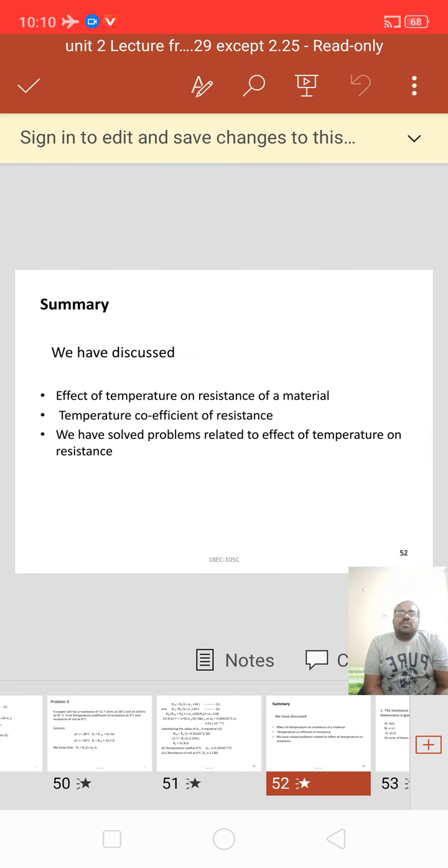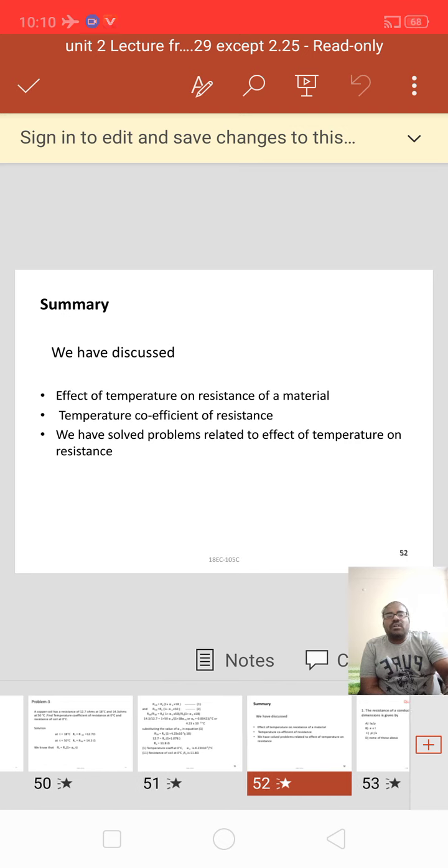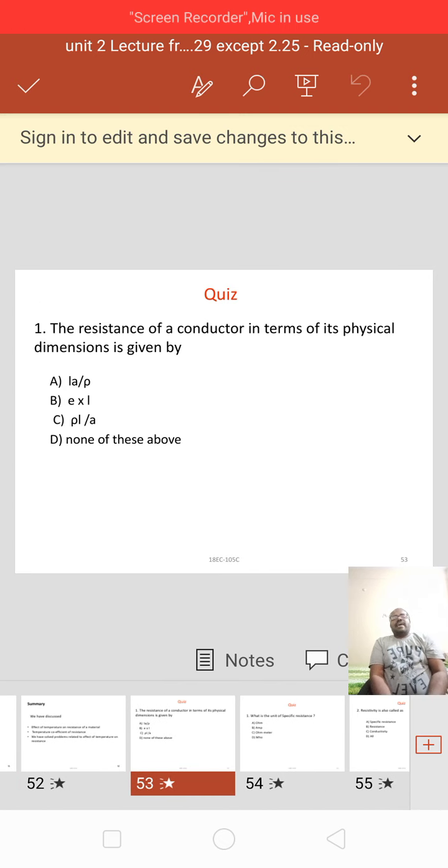Now we already discussed the definitions of resistance, resistivity, conductance, conductivity, and laws of resistance. Next, deduce the relation between R equal to rho into L by A as well as Rt equal to R naught into 1 plus alpha naught into T, and temperature coefficient of resistance definition and problems on the effect of temperature on resistance. Let's have a quiz.